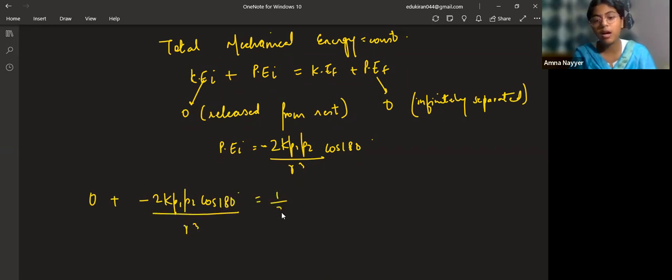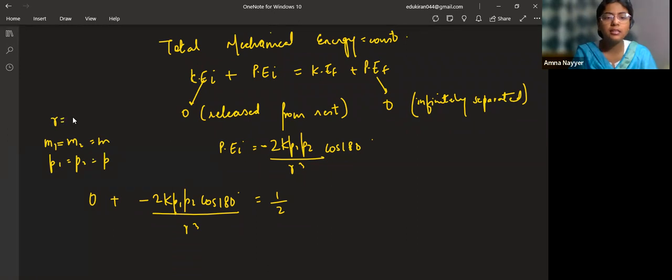This is equal to half. Let's see what you have to do. Mass, we can write it as m1, or as m also, because we already know that m1 is equal to m2. Both are given as m. And same thing for the dipole: P1 and P2 are both equal to P. And r is the separation that is given.